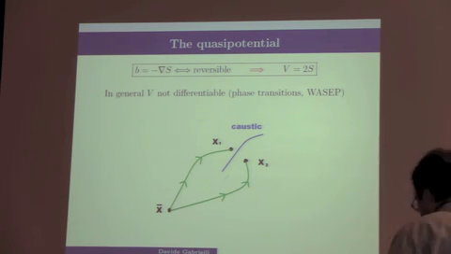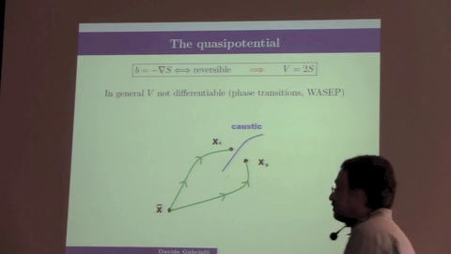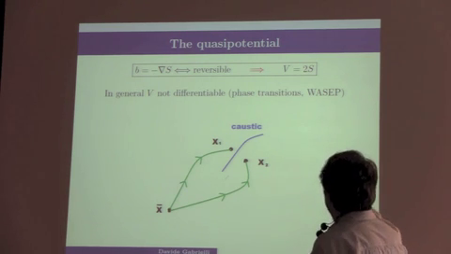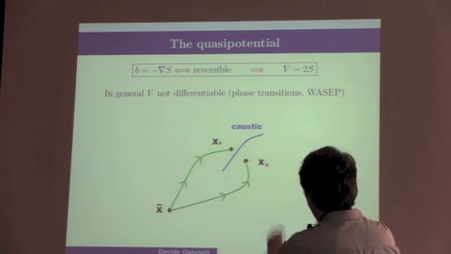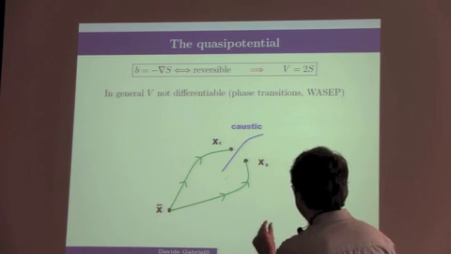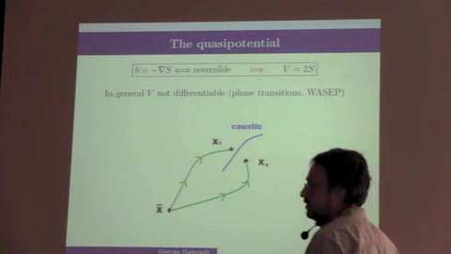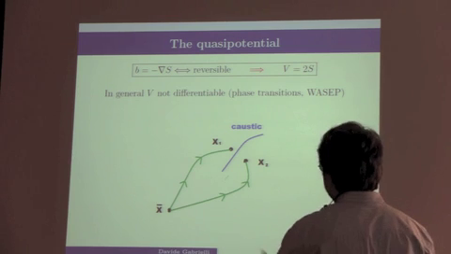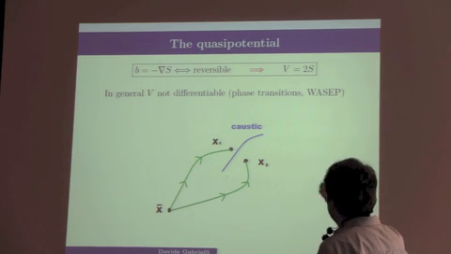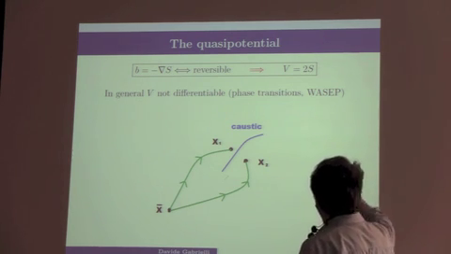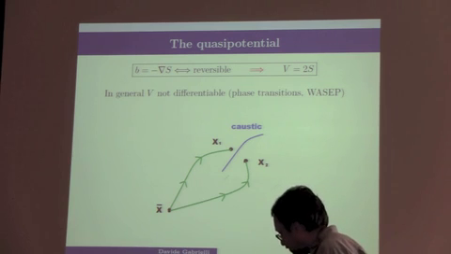In general, if the system is not reversible, the quasipotential will not be differentiable, because you have a situation like this. You have a curve called the caustic, such that you can have two points, x1 and x2, that are very near but on opposite sides of this caustic, and for which the minimization paths are very different. This gives exactly a structure of non-differentiability of the quasipotential. This situation we can really prove for a model, the weakly asymmetric simple exclusion process. I will say something about this probably later.